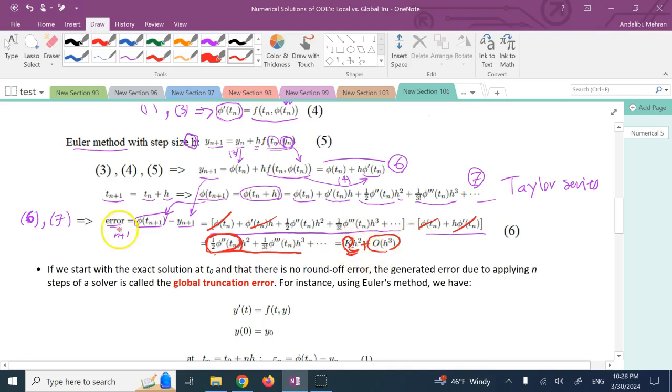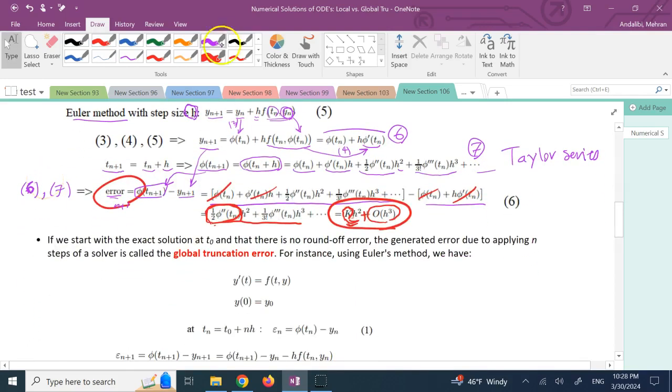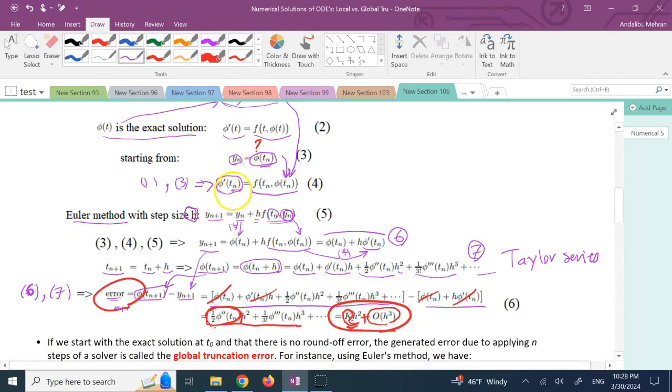So this is called the local truncation error. How much is it? You see it's proportional to h squared, right? Okay, yeah, that's for the simple Euler method. Now here, what did we do? We started at time tn and we went to time tn plus 1. All we did was one single step.